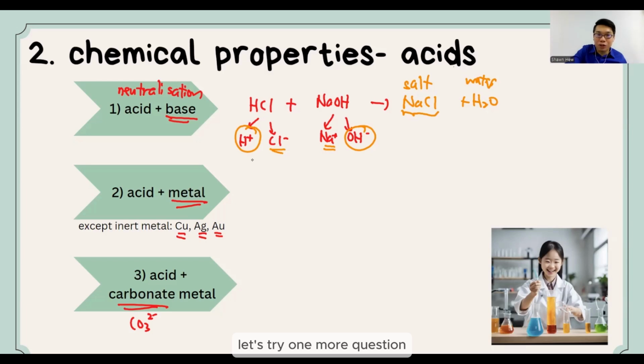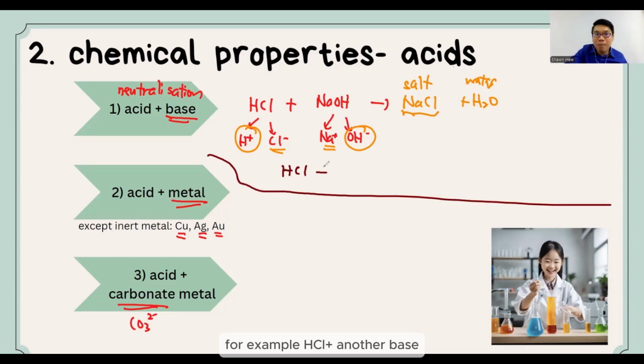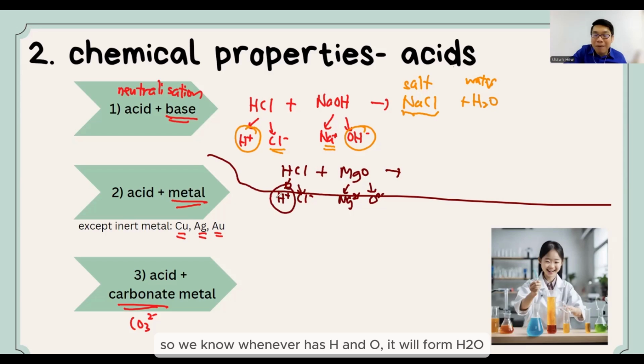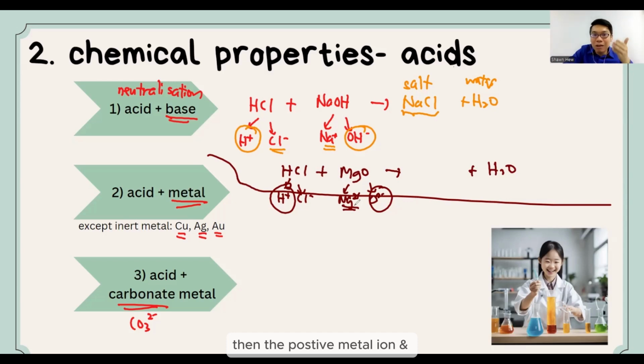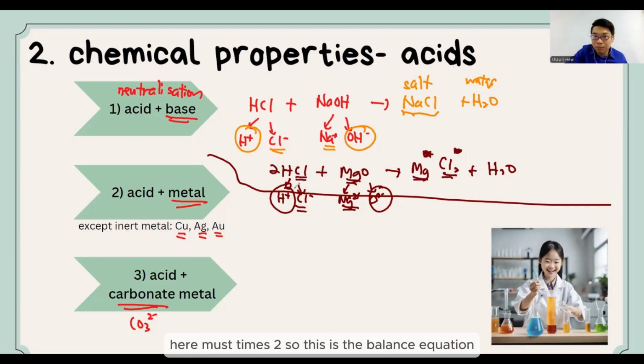Let's try one more question. For example, HCl plus another base, for example, magnesium oxide. HCl will form H plus and Cl minus, Mg2 plus and O2 minus. So we know whenever we have H and O, it will form H2O. Then the positive metal ion and non-metal negative ion will join together. The chloride part needs to double so the charge will balance, and then we need to do balancing. Here mass times 2. So this is the balanced equation. Again, it will form salt, and this is water. Just like this for all neutralization situations.